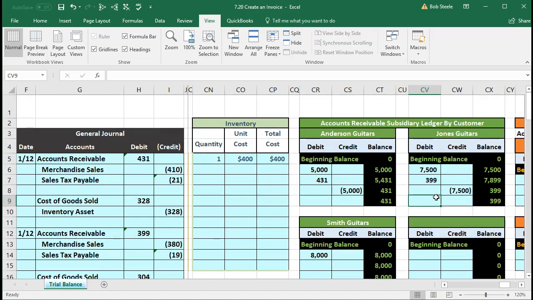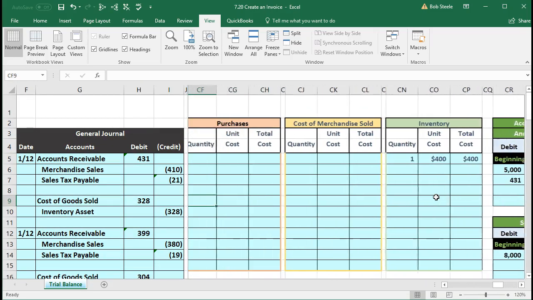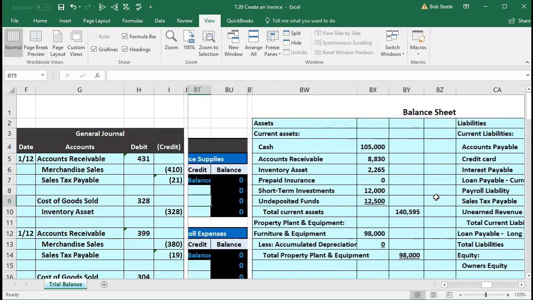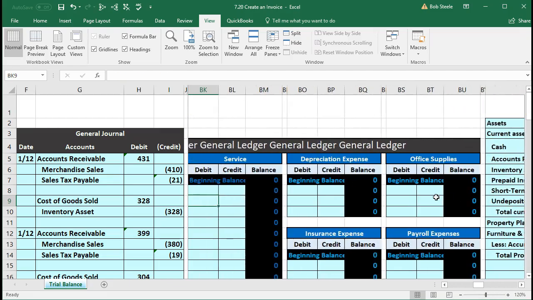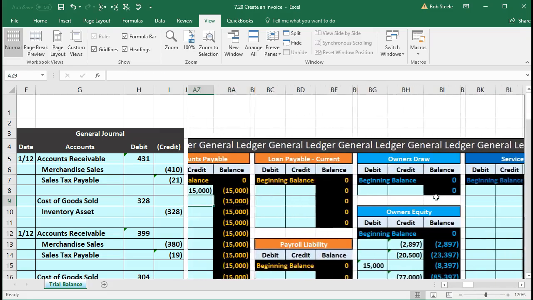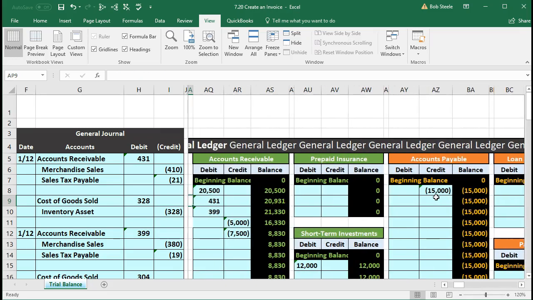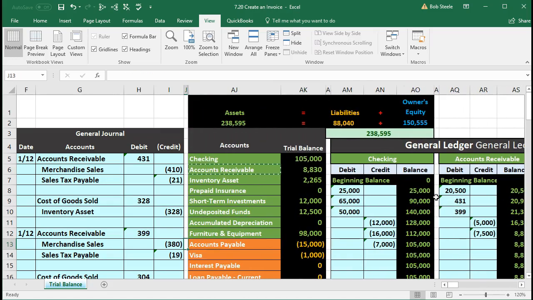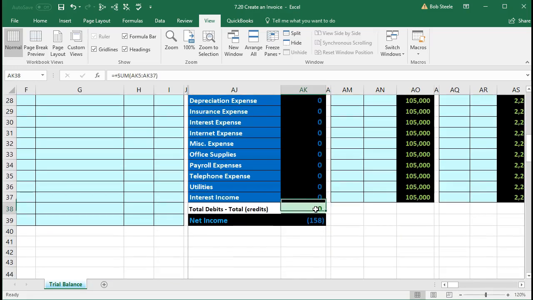That then should also be found on the general ledger. I'm scrolling left to see that that is the case, that $8,830 is on the general ledger, as we hope it will be. There it is right there. 8,830 also found on the trial balance, 8,830. We are back in balance, I believe. We already checked that. Yes.